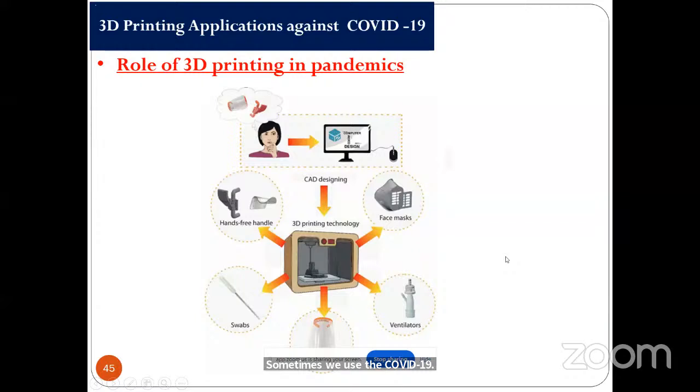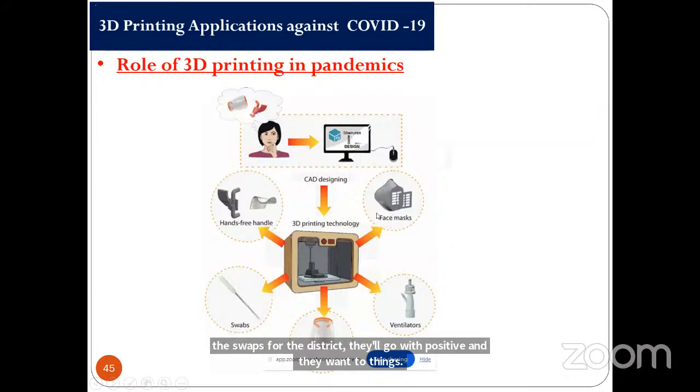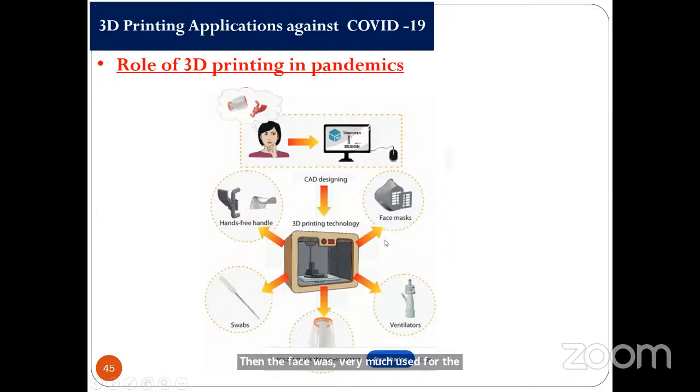A lot of people used our 3D printing technologies for making hands-free handles for opening doors, and the swabs for testing COVID positive or negative. Then the face masks were very useful for the doctors and nurses, and the ventilators. In the second COVID wave, there was a demand for ventilators at the time. This technology was helpful for making these ventilators.